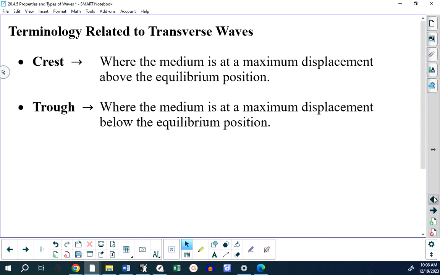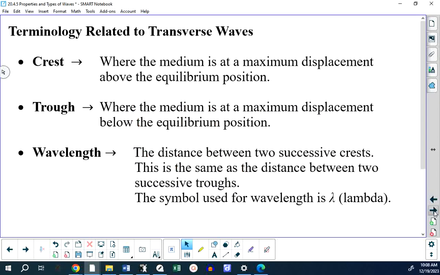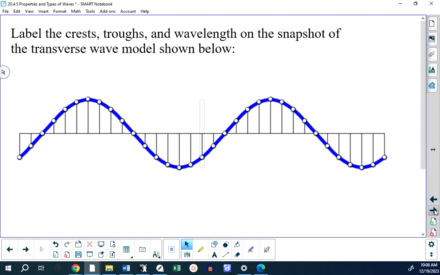So crest is where the medium is at its maximum displacement above the equilibrium position. Trough is when it's at the maximum below. Wavelength is the distance from one crest to the next crest, or from one trough to the next trough. Again, assuming that it's a uniform wave. So again, I've captured something, and we want to label crests. Well, this would be a crest. I'm just going to put C for crest. This would be a crest. This would be a trough. T for trough. This would be a trough.